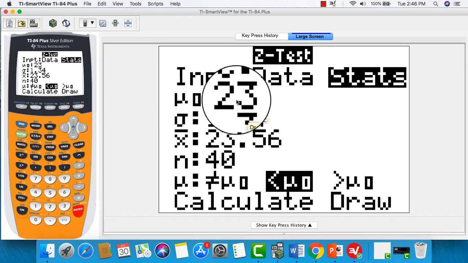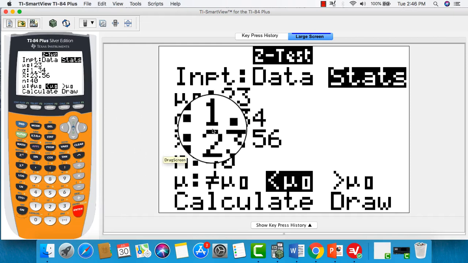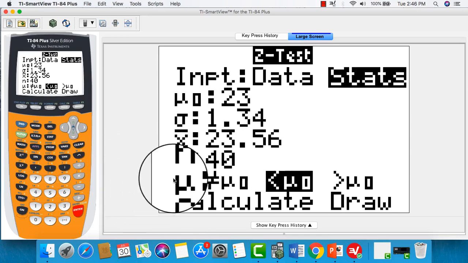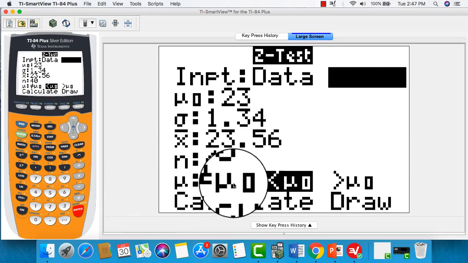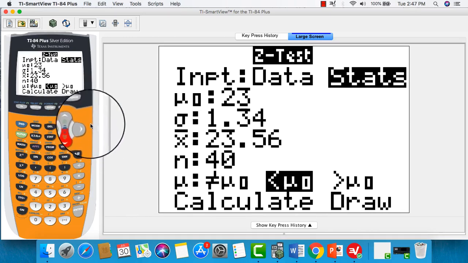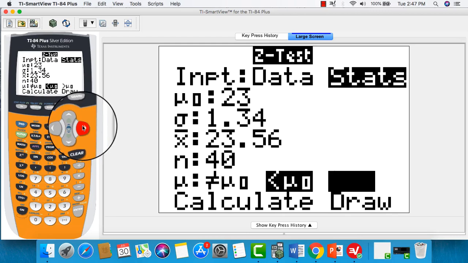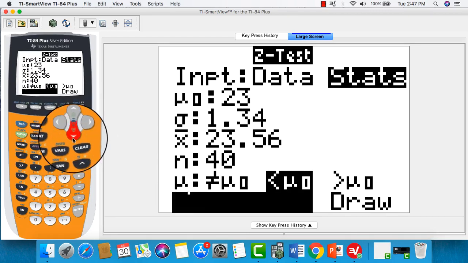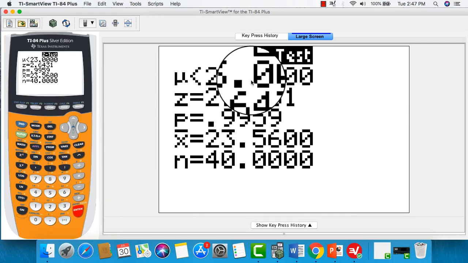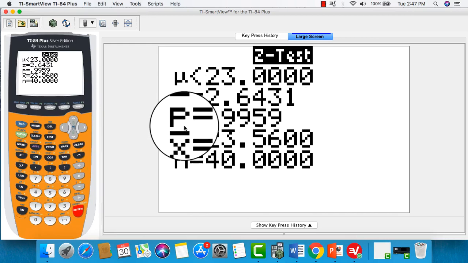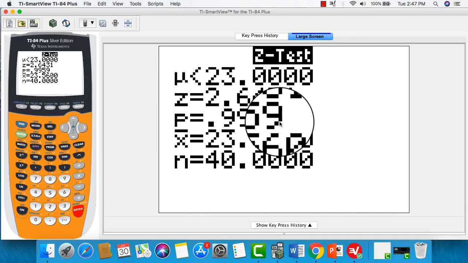That means mu is 23. This is where you have your claim. Standard deviation of the population is 1.34. X bar is 23.56. N is equal to 40. And look at this area right here. In this area, you can tell the calculator, hey, I want a double tail, I want a left tail, or I want a right tail. In this case, because we're saying less than 23, we're going to choose a left tail, and we're going to calculate, and bingo. We get that Z is 2.6431, and we get that P is 0.9959.